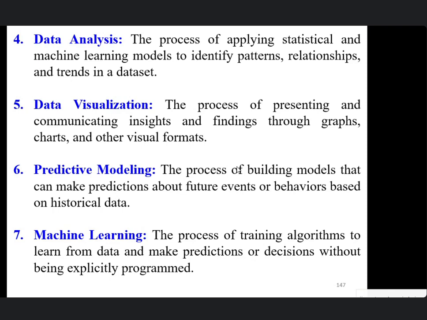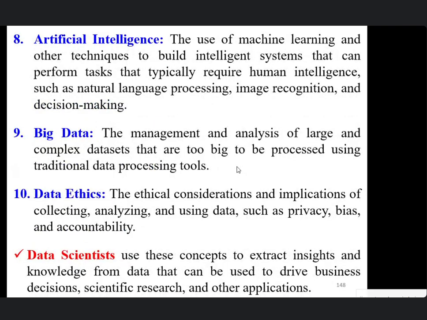Predictive modeling is the process of building models that can make predictions about future events or behaviors based on historical data. Then machine learning is the process of training algorithms to learn from data and make predictions or decisions without being explicitly programmed. That is one of the major steps of data science.